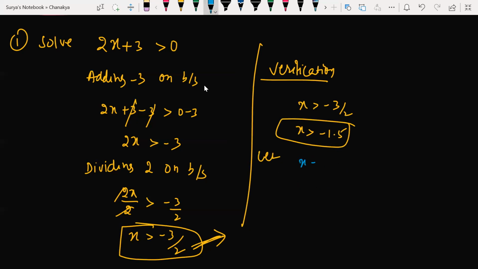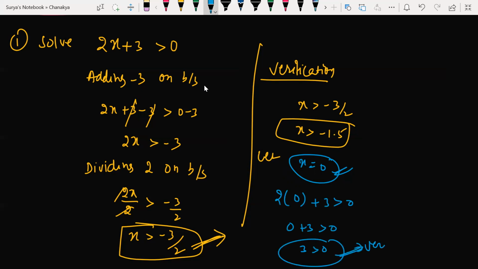Or else you take a simple x value, 0. Is 0 greater than minus 1.5? Yes, 0 is greater than minus 1.5, beta. Substitute here now: 2 into 0 plus 3 greater than 0. Chalo, 0 plus 3 greater than 0. Yes, 3 is still greater than 0. Verified or not? Yes, we are getting a valid answer. So the answer I got is correct.